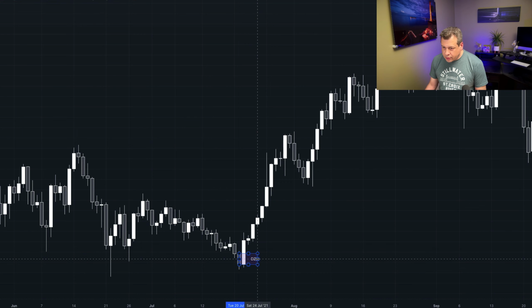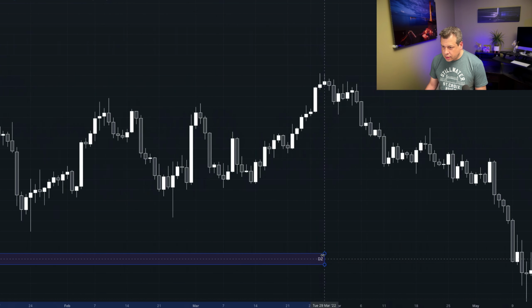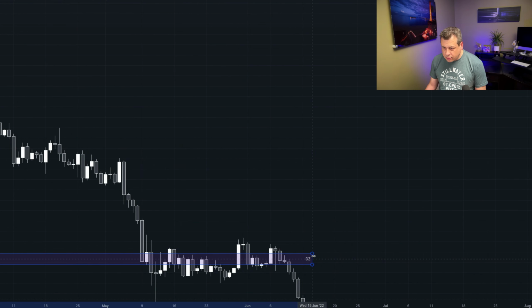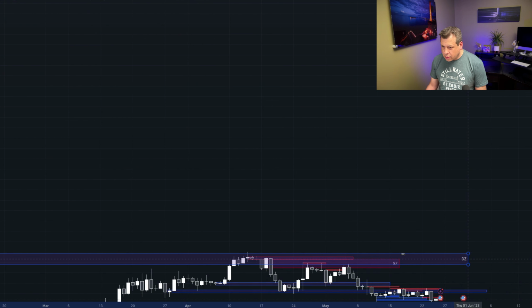And if we pull this across, what you'll see is this get reacted to over. So you notice a lot of hesitation and consolidation right here. And if we continue to pull this through, look at that.